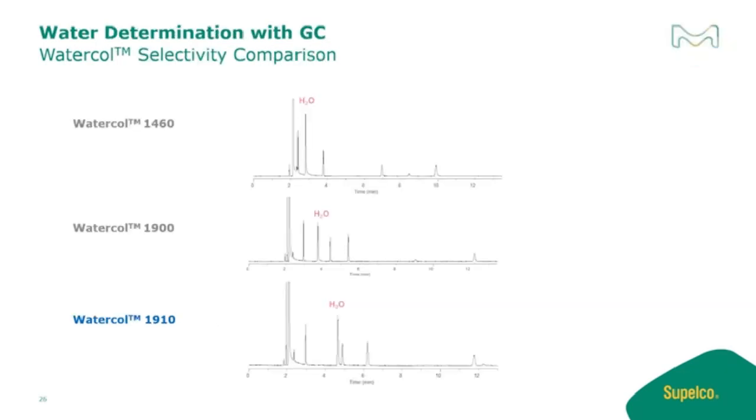Here's an example comparison of the selectivity of the Watercol phases, just noticing how water shifts downstream. In this case, we're looking at water as an analyte. You can see it on the 1460 elutes around 3 minutes, and it shifted down well past 4 minutes and later eluting compared to the other Watercol phases.